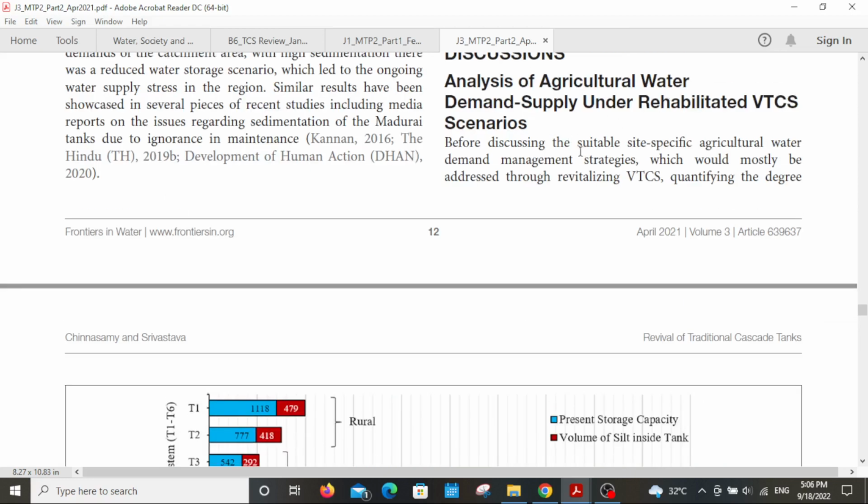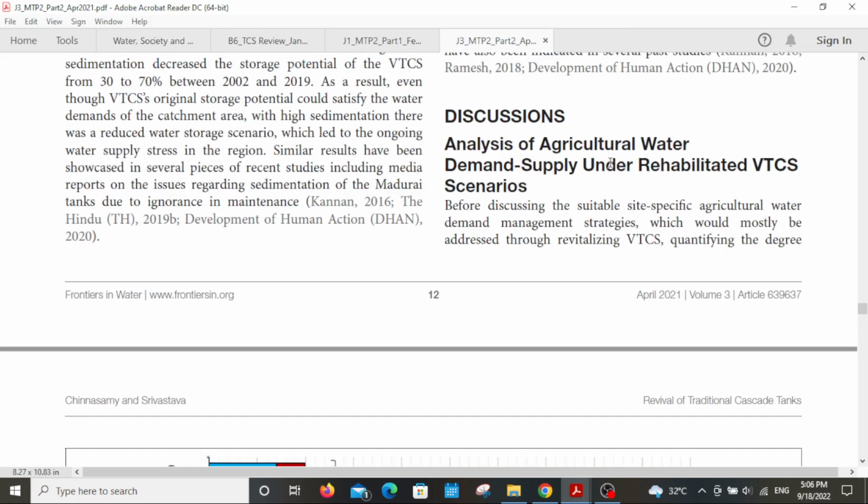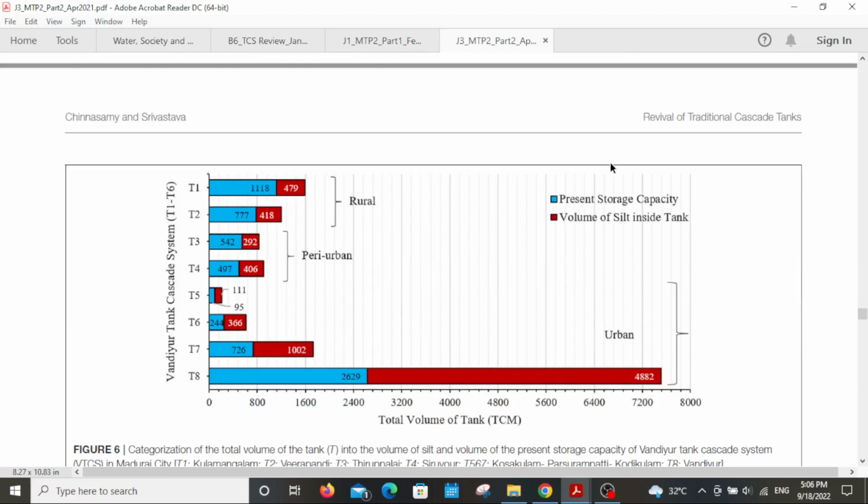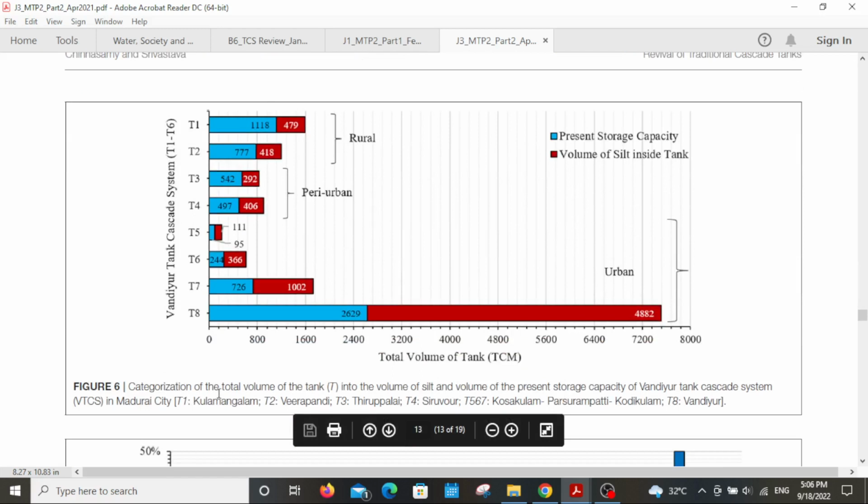So we discussed what the scenario will be if we rehabilitate tanks, and before we go into the rehabilitated scenarios, let's also check the status of the tanks. So here are the 8 tanks that we have seen across 6 catchments, and we found how much silt is available in each of the tanks.